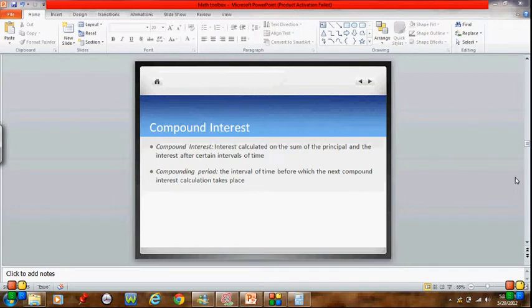Welcome back to our next session, which is on compound interest. To define, compound interest is the interest calculated on the sum of the principal and the interest after certain intervals of time, and I'll explain what this means later. The intervals of time are called the compounding periods, and this is important to note because it'll be used later on in our session.